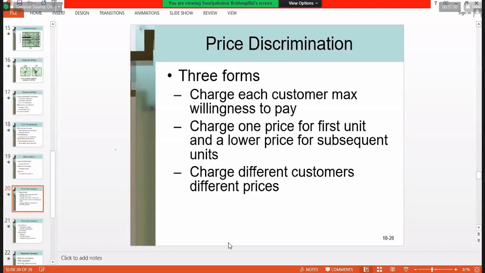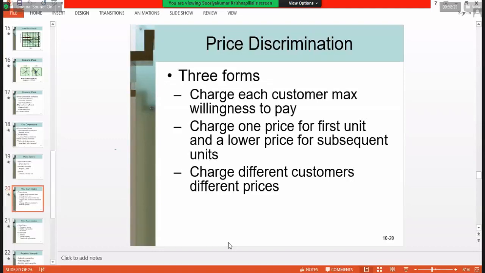Another price discrimination: charge one price for the first unit and a lower price for subsequent units. So there is a discount method. If they buy less quantity, they have to pay a higher price. If they buy a large amount, they will get a discount. So the price is discriminated by the amount they purchase.